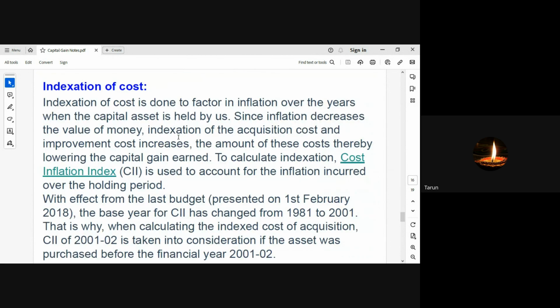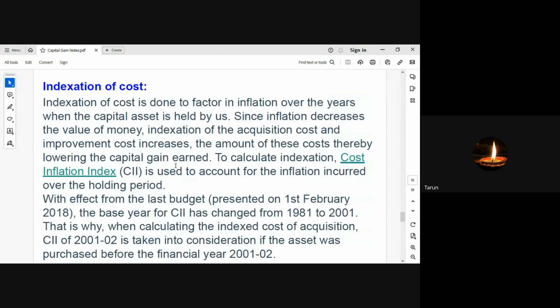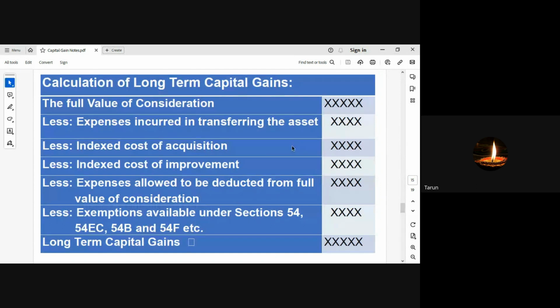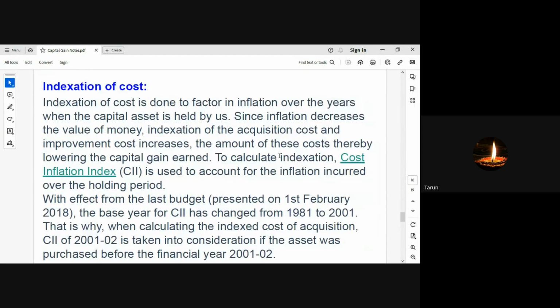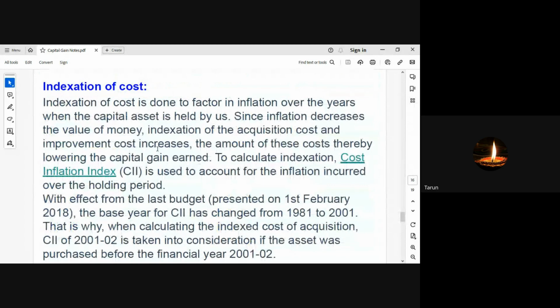So let's talk about what indexation of cost is and what the cost inflation index is. We say CII. This is the cost inflation index table, and based on this table we need to calculate the inflated cost. This is the index cost of acquisition and index cost of improvement. These costs will be calculated based on this table. Before that, you need to understand the indexation of cost.